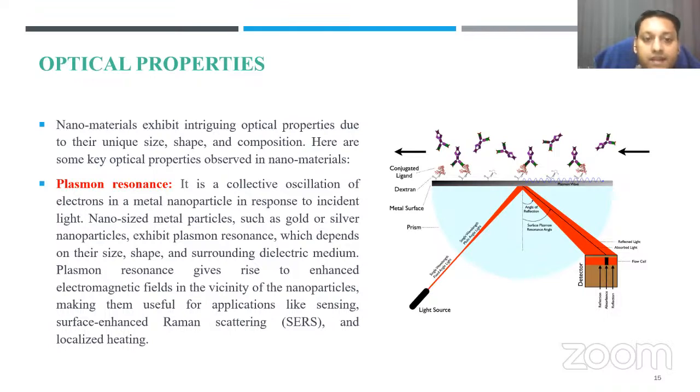Okay, so nanomaterials have intriguing optical properties due to their unique size, shape and composition. Here are some key optical properties observed in nanomaterials. First one is the plasmon resonance. Plasmon resonance is a collective oscillation of electrons in a metal nanoparticle in response to incident light, and plasmon resonance gives rise to enhanced electromagnetic fields in the vicinity of nanoparticles. This is an interesting property that we can only observe in the case of nanoparticles, making them useful for applications like sensing, surface enhanced Raman scattering and localized heating.